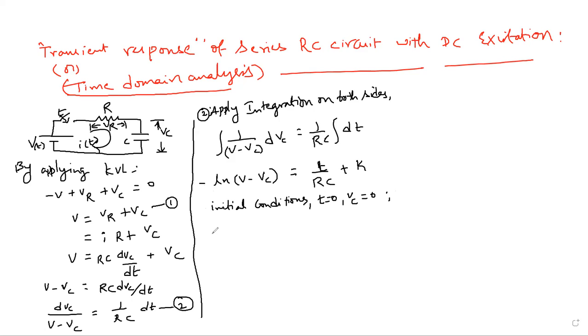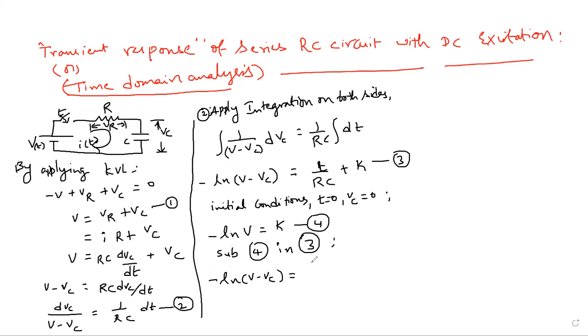So substitute your initial conditions and we will obtain ln v minus 0. That is ln v equal to, t is 0, so this expression will become 0 and this is your k. Now take this as our equation 3 and equation 4. Substitute 4 in 3. So what we will get now? Minus ln of v minus vc is equal to t by rc minus ln v. Now just to take the refinements to calculate Vc.